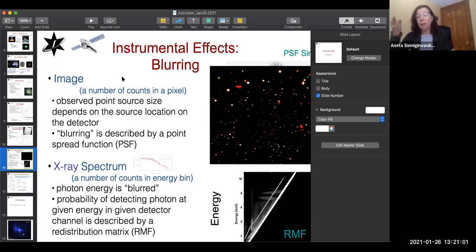You can do it in time, right? And you can look at the images also in different spectral bands. So you can slice in different dimensions. And this is what we normally do right now. The analyses which we perform are on images, or in spectrum, or in the time domain.